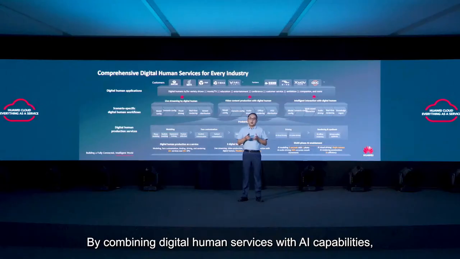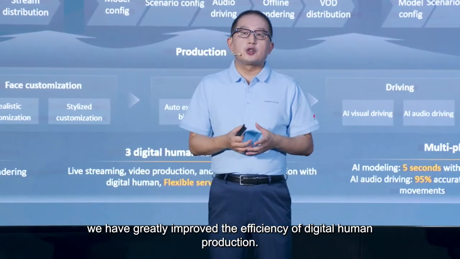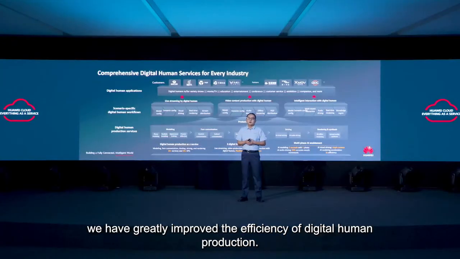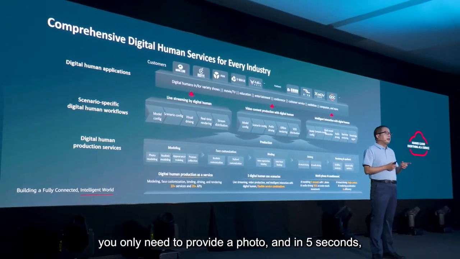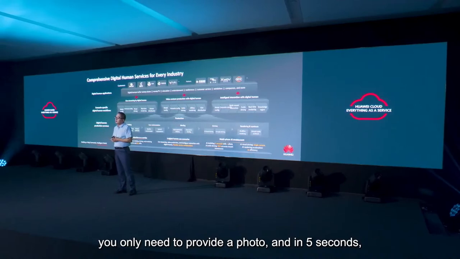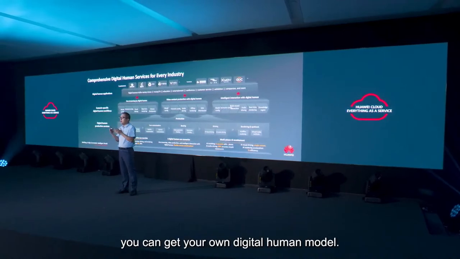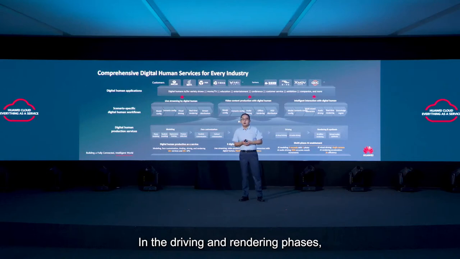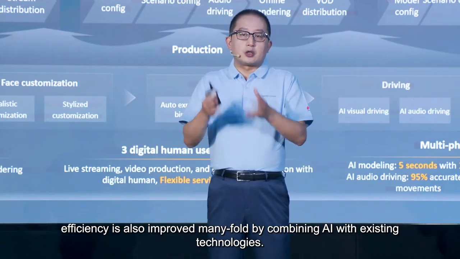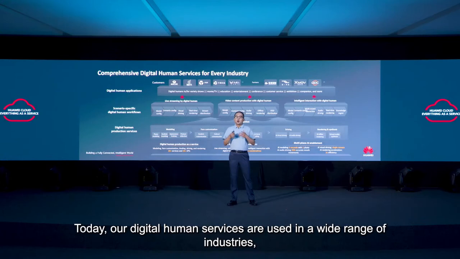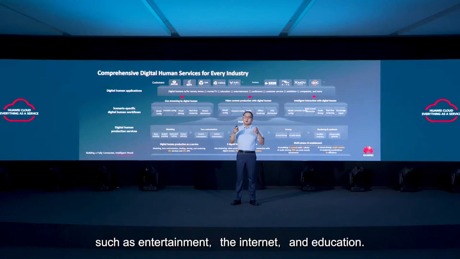By combining digital human services with AI capability, we have greatly improved the efficiency of digital human production. For example, in the modeling phase, you only need to provide a photo, and in 5 seconds, you can get your own digital human model. In the driving and rendering phases, efficiency is also improved many-fold by combining AI with existing technologies. Today, our digital human services are used in a wide range of industries such as entertainment, the internet, and education.